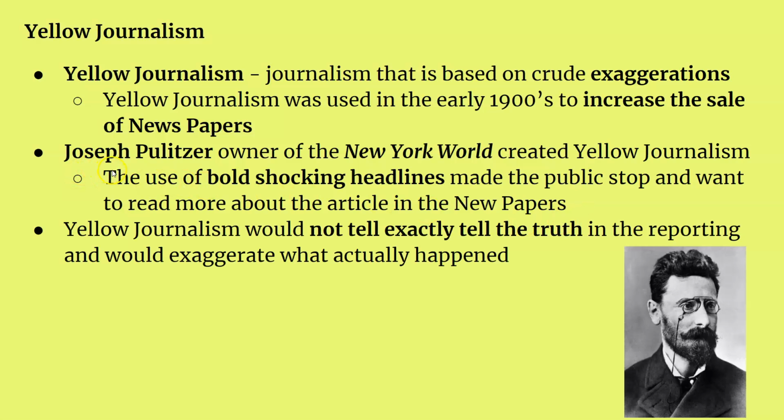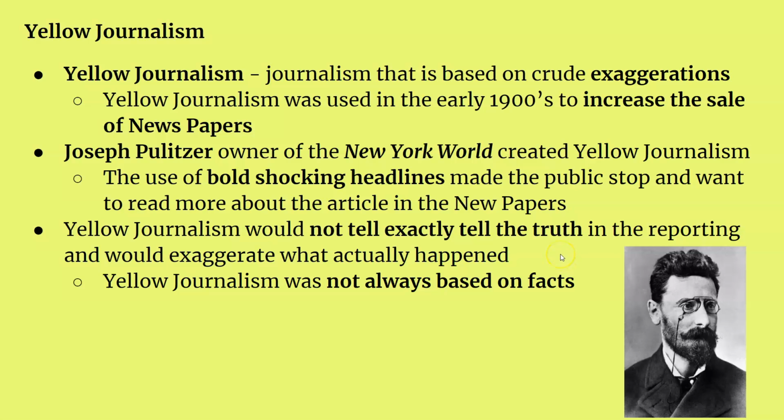So Joseph Pulitzer of the New York World newspaper was really the one that started it all. If you know Pulitzer, he's from the musical Newsies. This is that time period, if you've ever seen it. These newspaper giants were trying to sell more and more newspapers. So anyways, this yellow journalism, like I said, wouldn't exactly tell the truth in the reporting. It'd be based on some kind of truth, and they would just be kind of guessing. They would exaggerate what actually happened. Like I said, facts weren't always the basis.